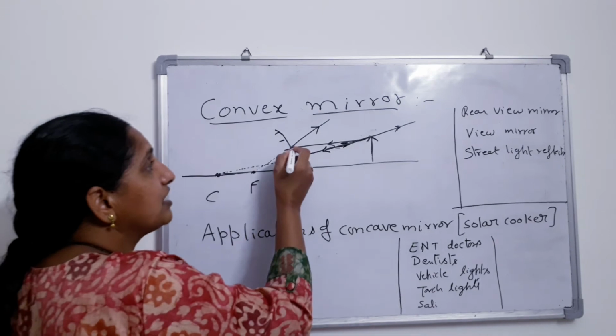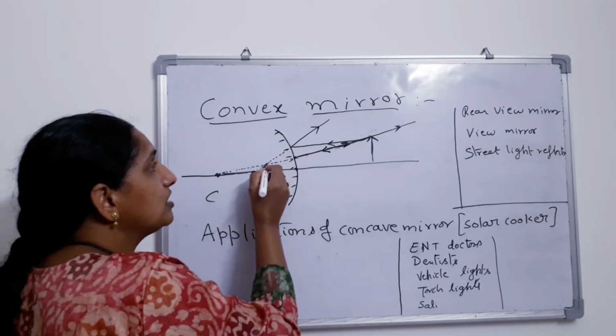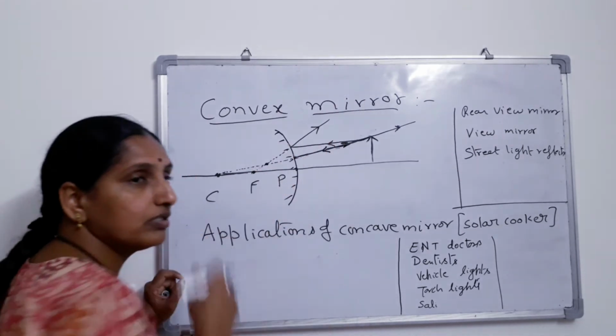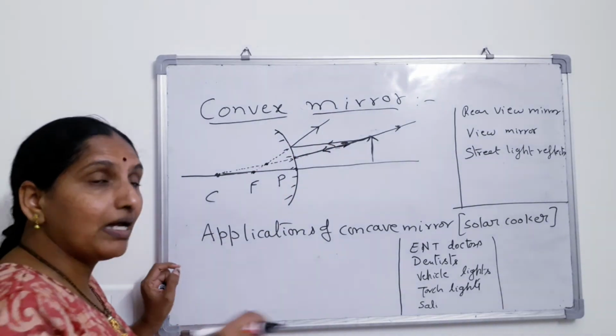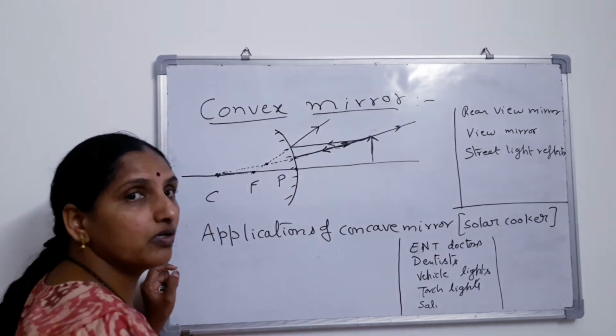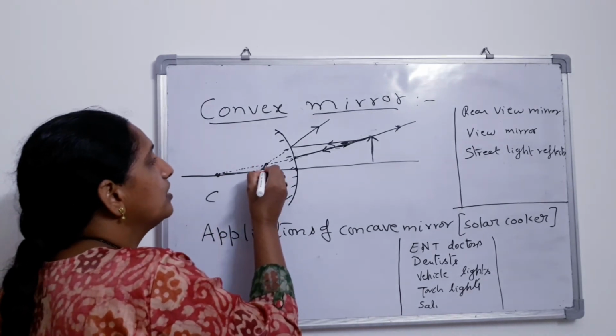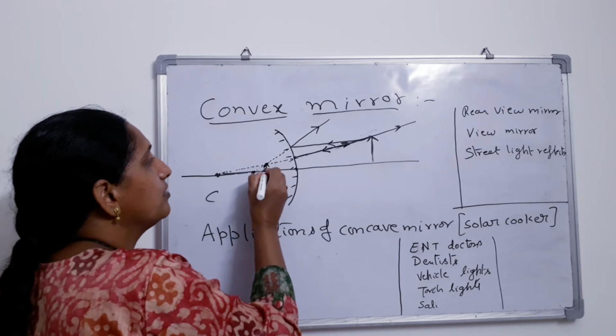Now we have to extend these dotted lines to such a point from where they seem to emerge out, from where they seem as though they are coming from this point. So here is the virtual image formed.